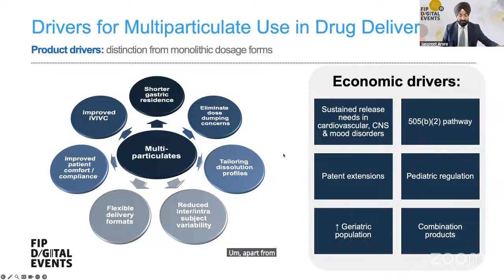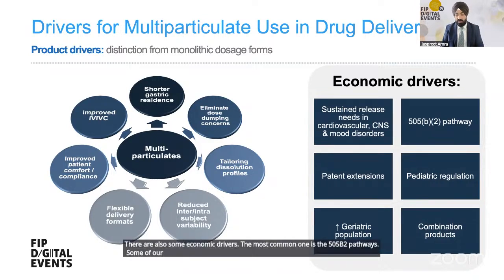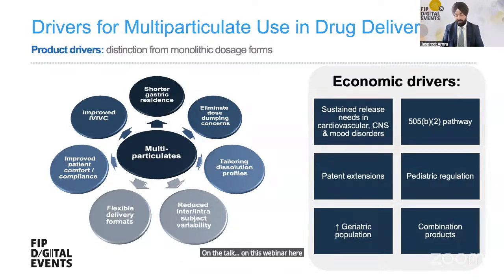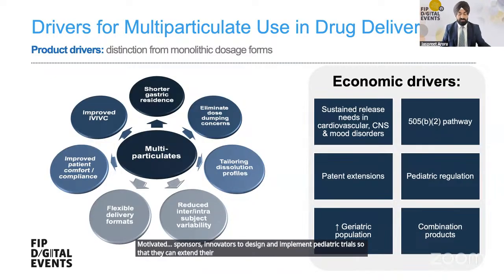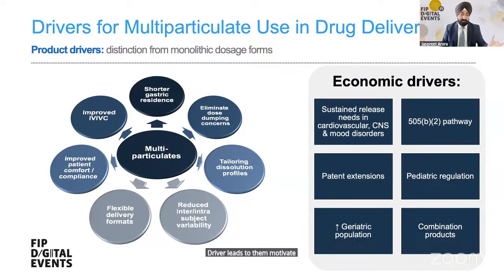Apart from these technical advantages, there are also some economic drivers. The most common one is the 505(b)(2) pathways. Some of our regulatory colleagues on this webinar here will recognize that the EMA and the FDA have motivated sponsors, innovators to design and implement pediatric trials so that they can extend their exclusivity even in the adult population by 6 months or so.